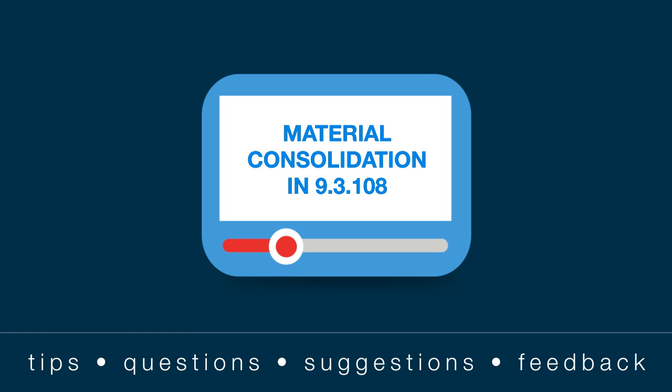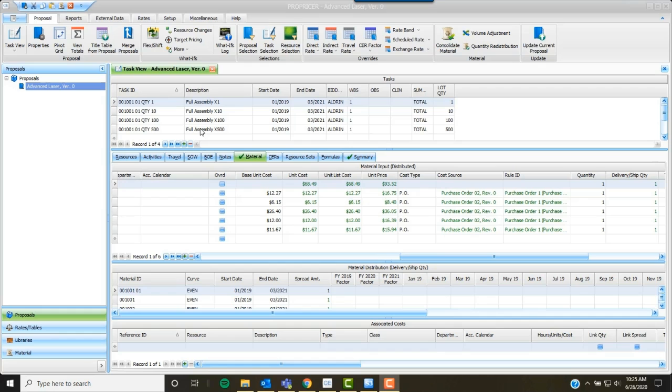As a reminder, material consolidation is a process that recalculates the cost sources for materials in a proposal based on specific rules that you determine. This allows for the most accurate base unit cost to be used for each part or assembly based on the rules that are defined. In version 9.3.108, there are three major changes added to the material consolidation.